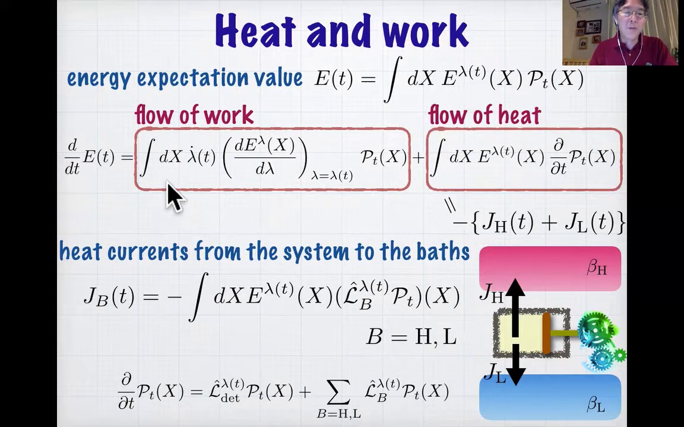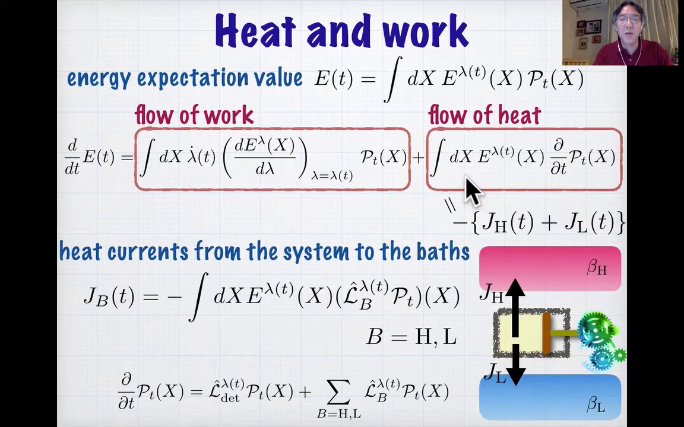Why? Well, this one is the change of energy caused directly by the change of this lambda t. And remember, lambda t is a set of parameters that describes the system, but in particular, this corresponds to something like the position of a piston. So the external agent is moving this piston, and then the energy changes. This kind of energy change is usually regarded as work because this external coordinate is varied. And this is simply the remaining part.